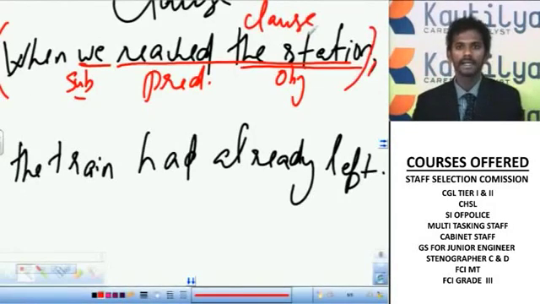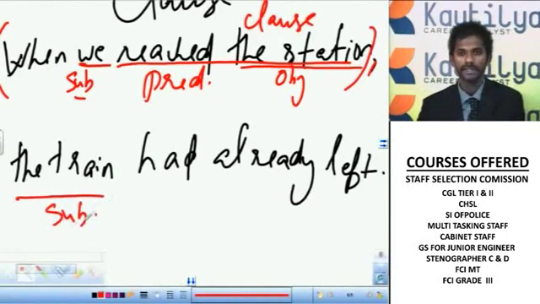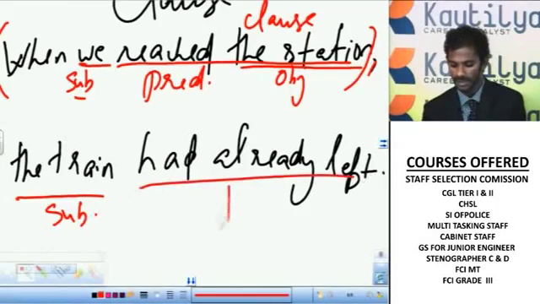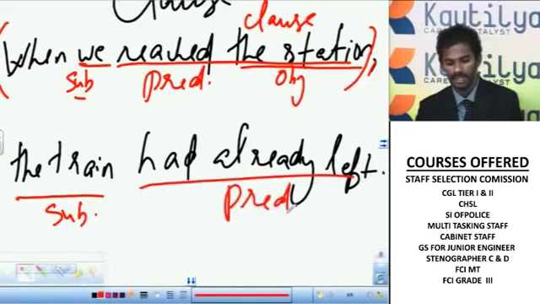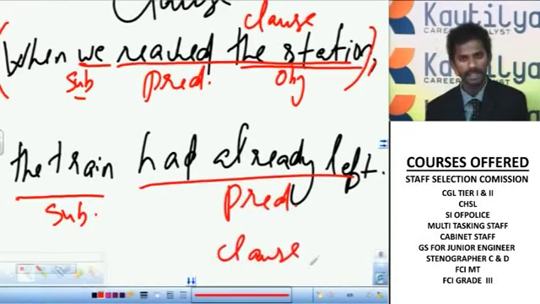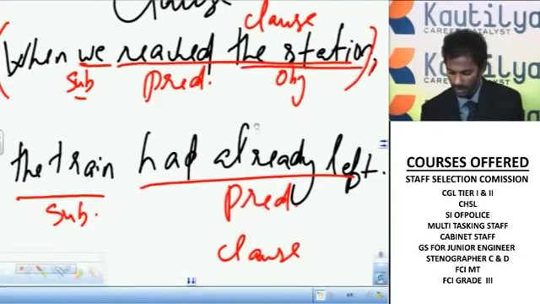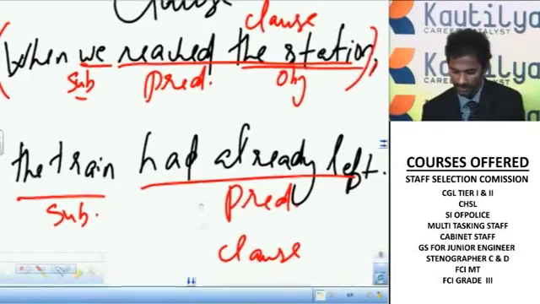The train had already left. Subject is the train, right? Object. Is there any other noun or pronoun here? No. So there is no object in this clause. Actually, object is not necessary, maybe there, may not be there. Predicate is had already left. Clear? So this can also be termed as a clause because it is also a part of a sentence containing a subject and a predicate. Clear?